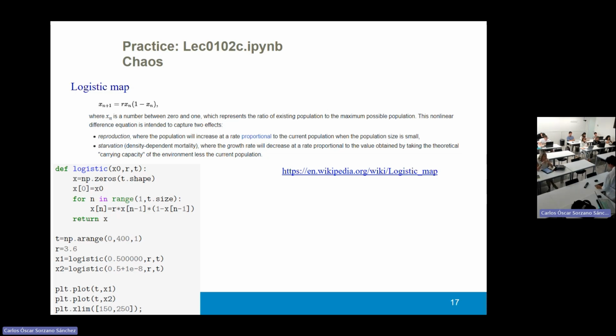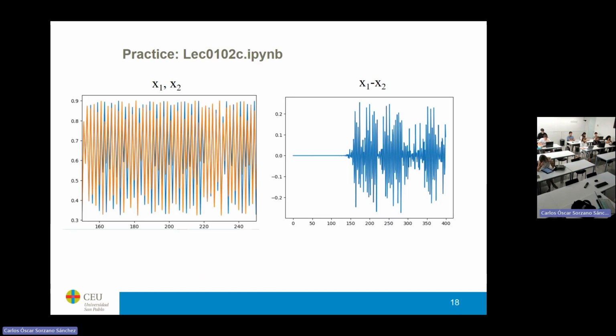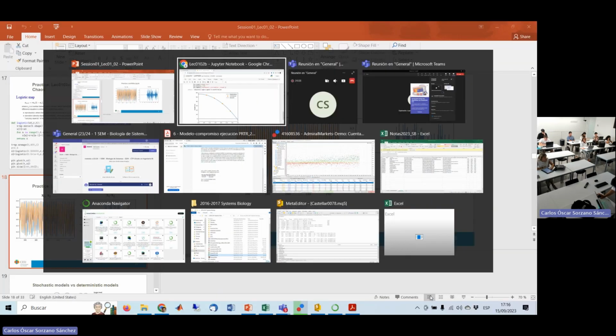This equation is related to the growth of populations. We will see it eventually during the course. Here you have the code to do that, and here you have the predictions for a couple of different constants. So let's see the code, and let's see this in more detail.